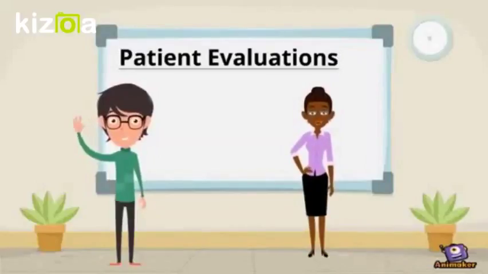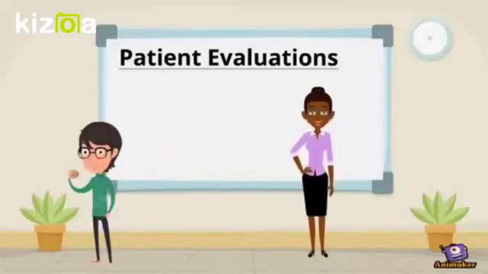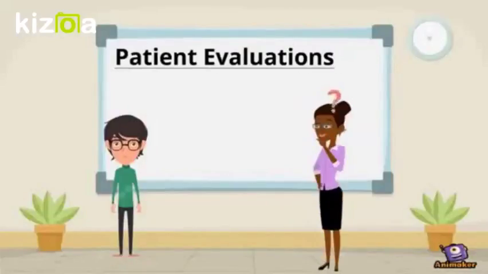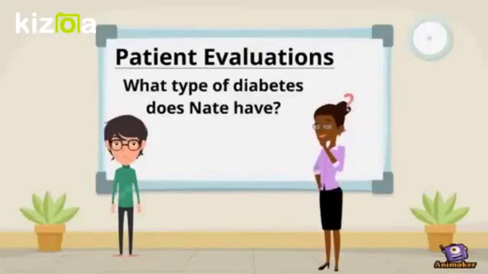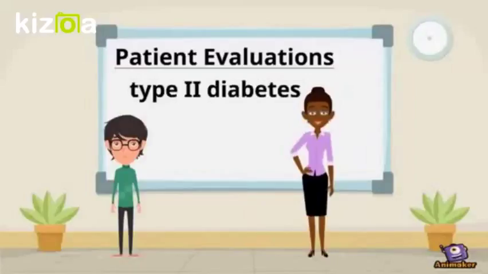Nate is a 20-year-old gamer who rarely goes outside and eats a lot of junk food. He recently came to the doctor's office complaining of ear pain and also extreme hunger and thirst all the time. His doctor ends up diagnosing Nate with diabetes. What type of diabetes does Nate have? That's right. Nate has type 2 diabetes.